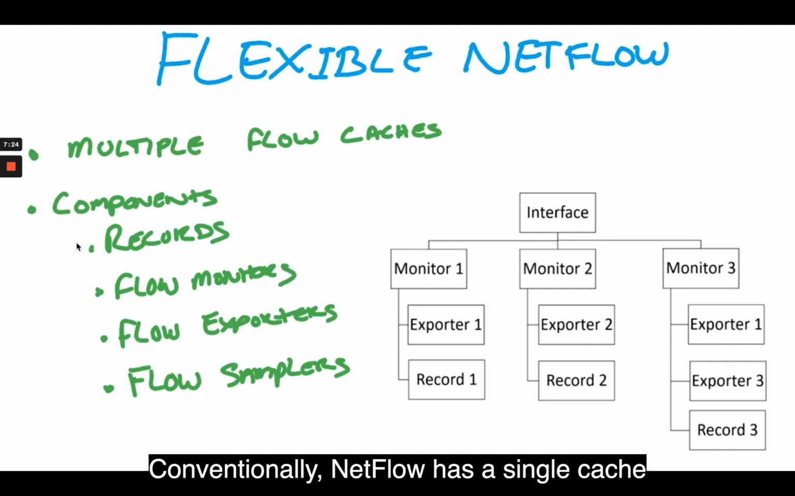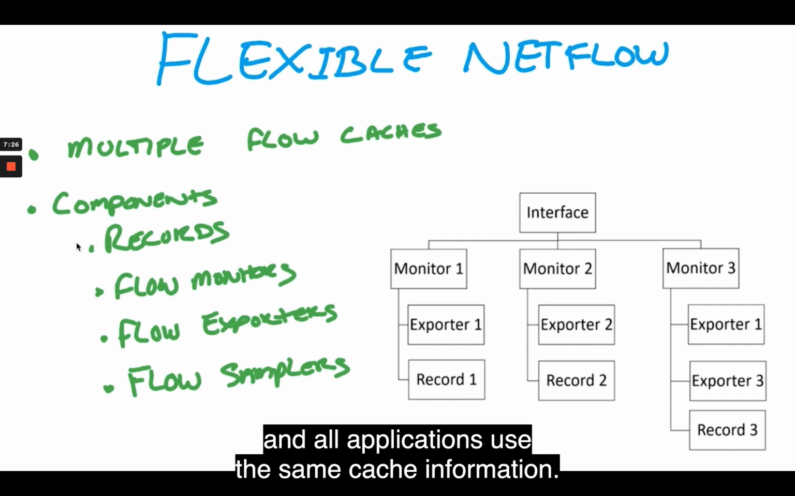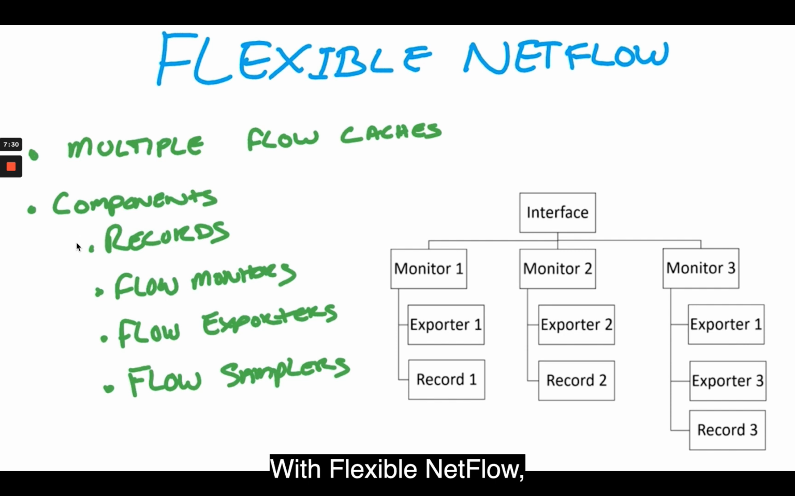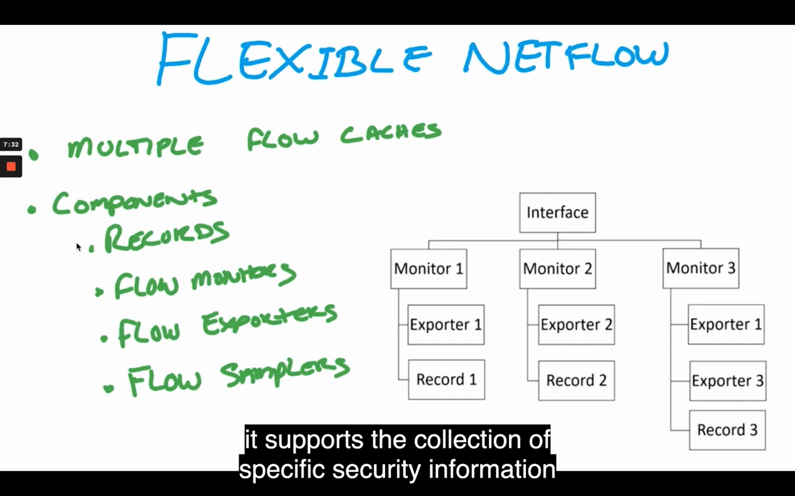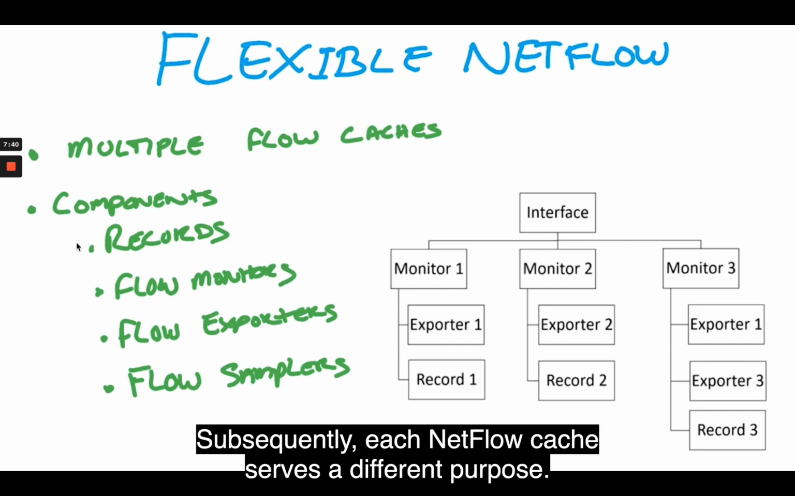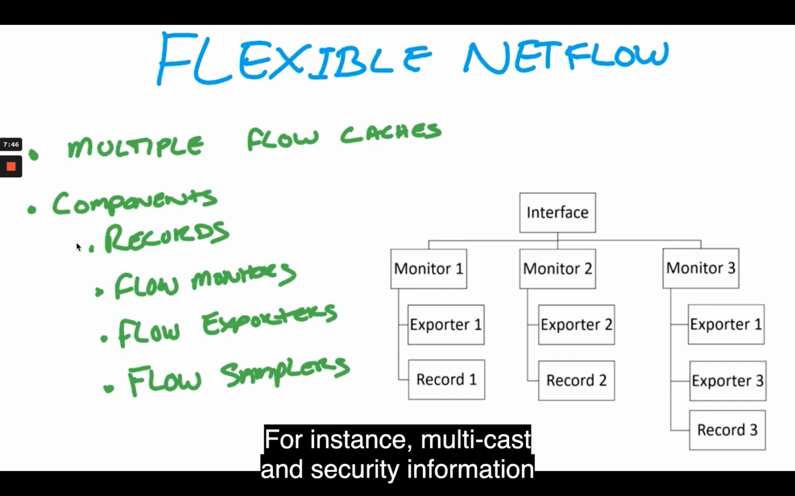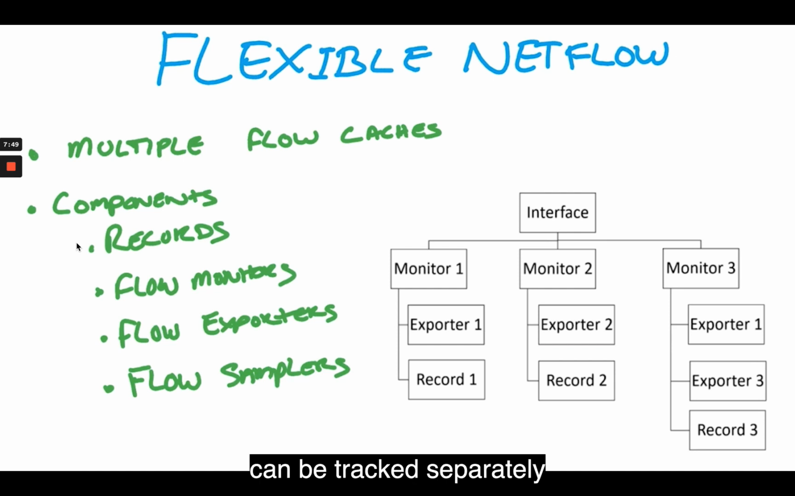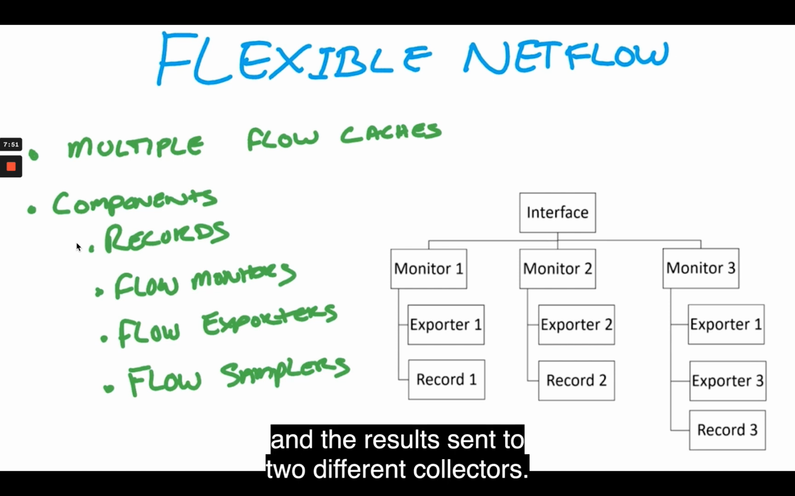Conventionally, NetFlow has a single cache, and all applications use the same cache information. With Flexible NetFlow, it supports the collection of specific security information in one flow cache and traffic analysis in another. Subsequently, each NetFlow cache serves a different purpose. For instance, multicast and security information can be tracked separately, and the results sent to two different collectors.